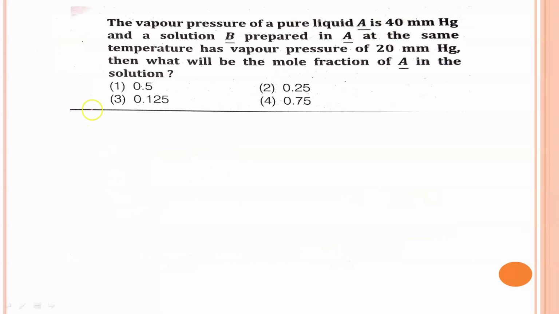That is question number 4. Here the question says that the vapor pressure of pure liquid A is 40 mmHg and a solution B prepared in A at the same temperature has vapor pressure of 20 mmHg. Here it is asking what will be the mole fraction of A in the solution. So this question is related to relative lowering in vapor pressure. So we can write the formula for relative lowering in vapor pressure, that is del P upon P naught is equal to mole fraction, that is X solute.